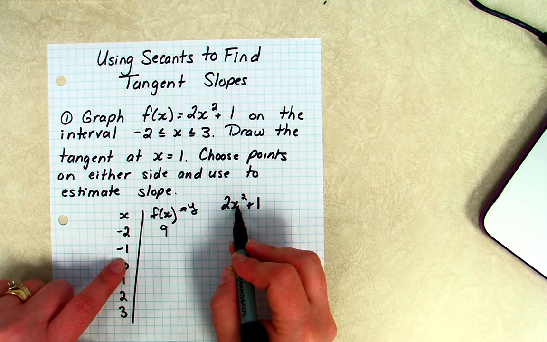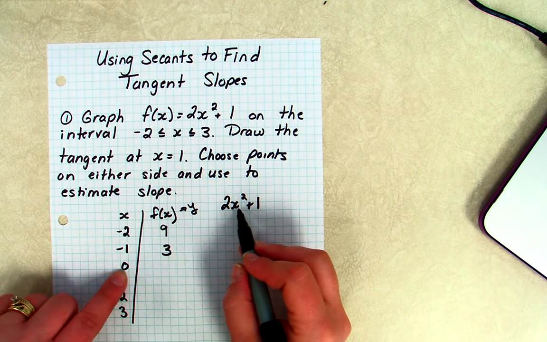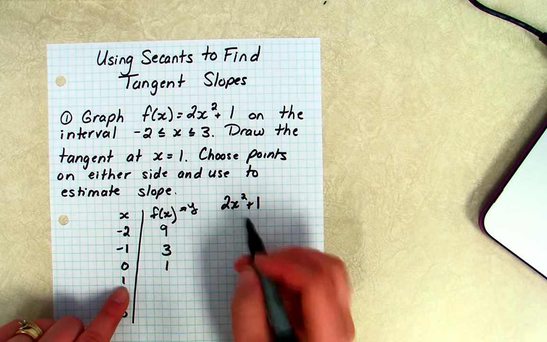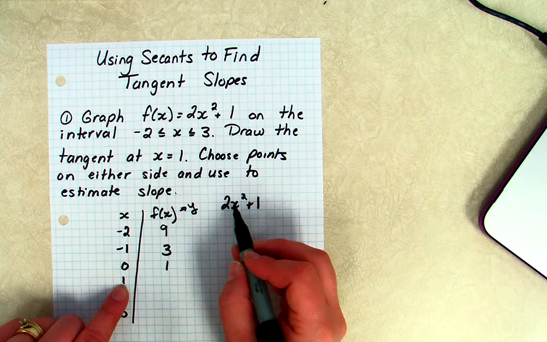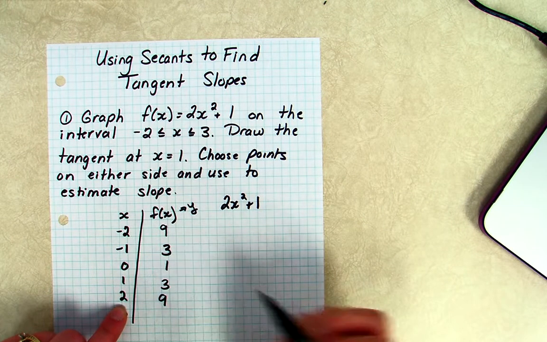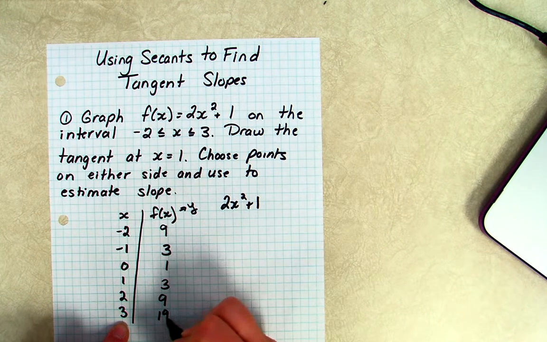-1 squared is 1, times 2 is 2, plus 1 is 3. 0 squared is 0, so I do 0 plus 1 to give me 1. 1 is also going to give me 3 because 1 squared is 1 times 2 plus 1 is 3. 2 will give me 9, just like -2 did. And then 3 is going to give me 19.